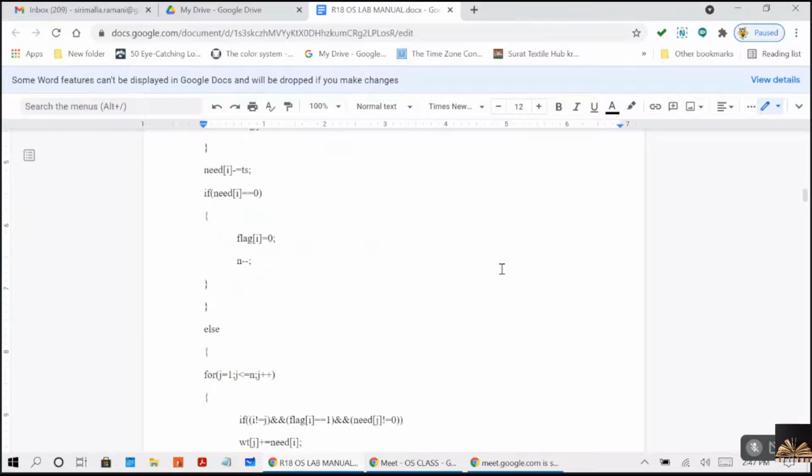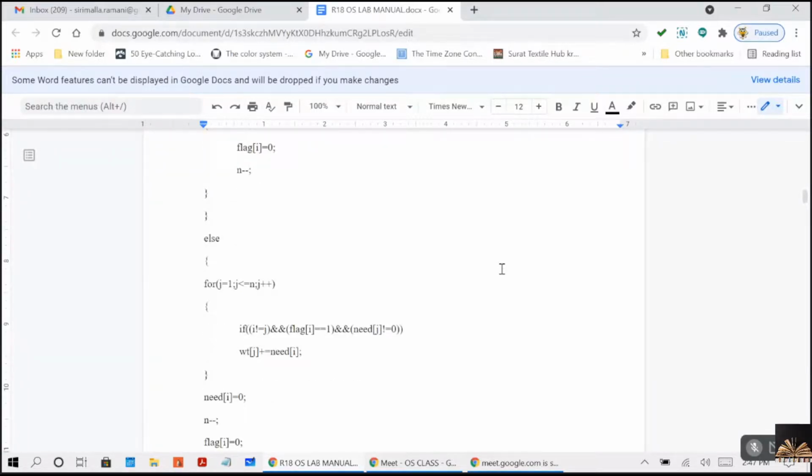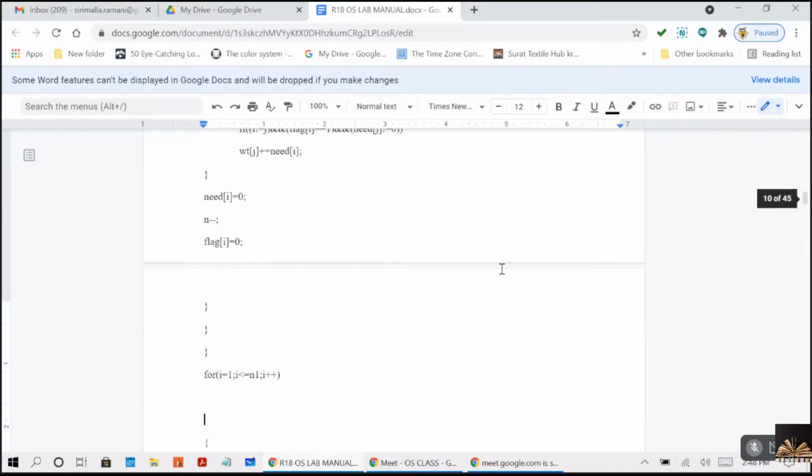Else it requires more time. Then what we do is we should again run this loop for j equal to 1, j less than or equal to n, j plus plus. So waiting time will be increasing all the time, right? The job will be taken out, meaning the other jobs will get the chance there, right? So its waiting time will be increased, right? Till need of i becomes 0, right? Once it becomes 0, then I am making the flag 0, right?